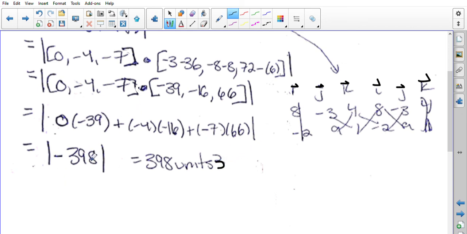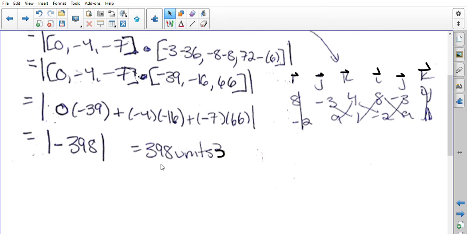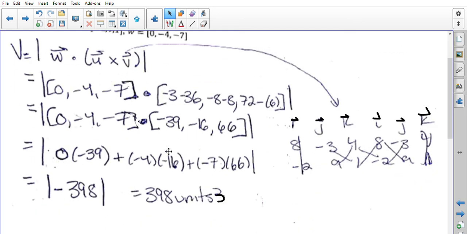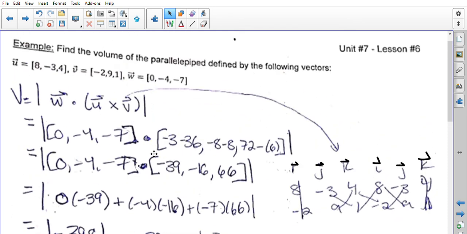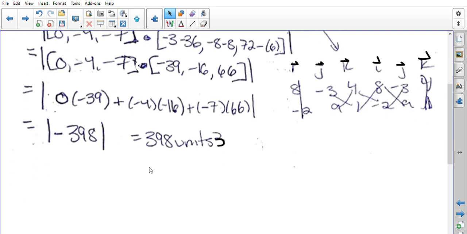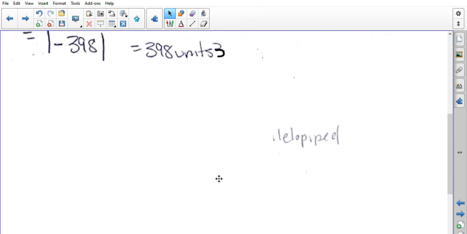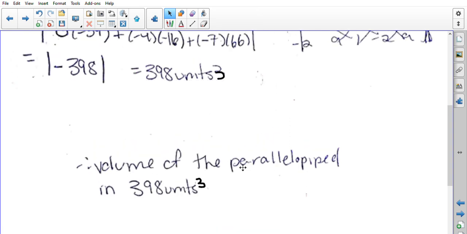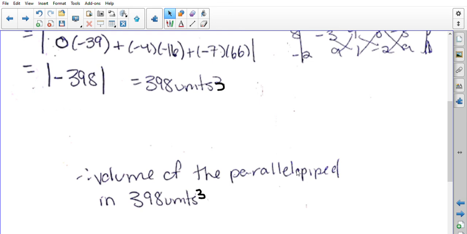Again, this is where that absolute value comes into play. This number represents the volume of a parallelepiped with these as its base vectors, and this is the other slant of one of its faces, and we get 398 units cubed. So you're going to say, therefore, the volume of the parallelepiped is 398 units cubed. And that is the significance of the triple scalar product.